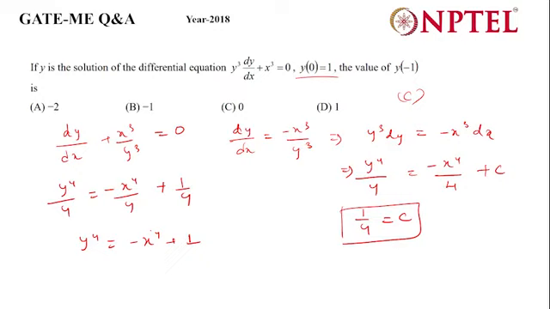What are they asking? At x is equal to minus 1, what is the value of y? It will be y to the power 4 minus 1 plus 1, sorry, minus 1 raised to the power 4. It will be 0. So your y will be 0. So your option C will be correct.